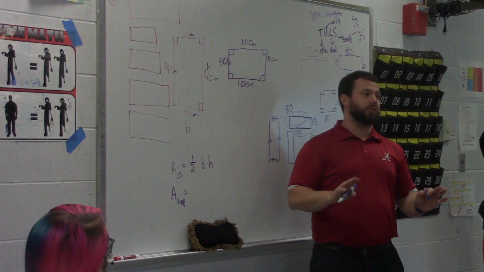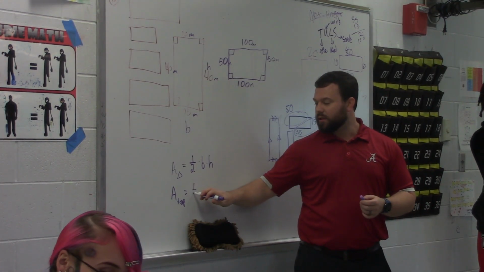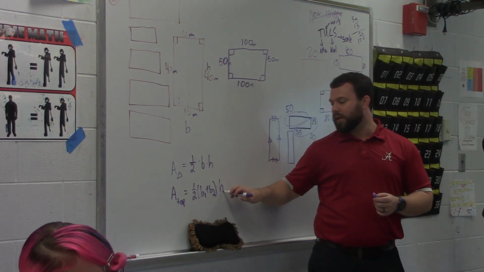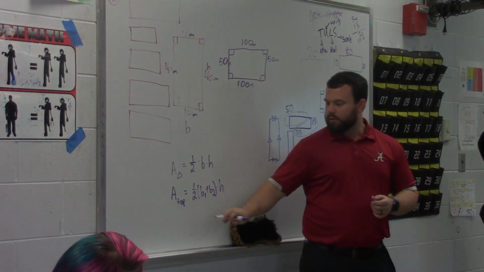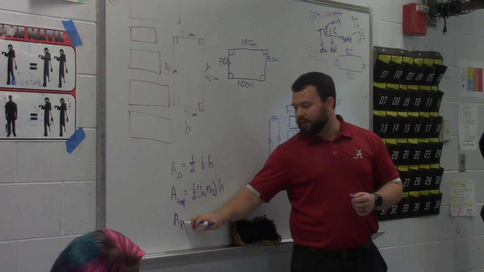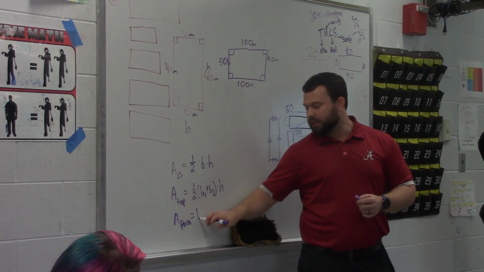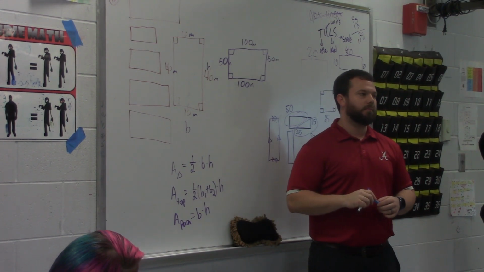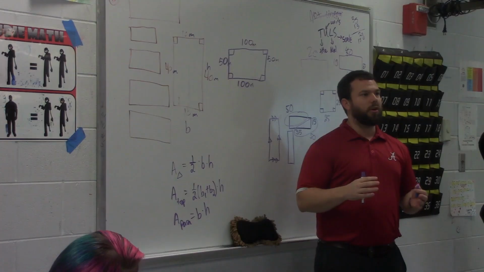This is much less remembered, but I want y'all to pay attention to this. One-half times base 1 plus base 2 times height. Okay? And the area of a parallelogram is equal to base times height. What do all of these formulas have in common? They all have a base times height.